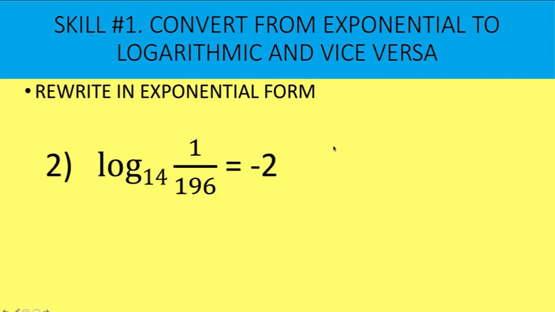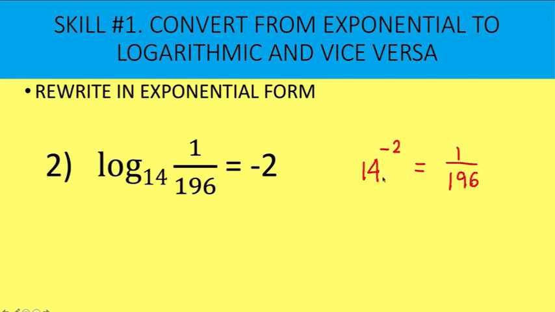Okay, number 2. Rewrite in exponential form the logarithm to the base 14 of 1 over 196 equals negative 2. Just do it step by step. Start with the base 14. The exponent is the number that is isolated. So you have negative 2 equals the remaining number, 1 over 196.